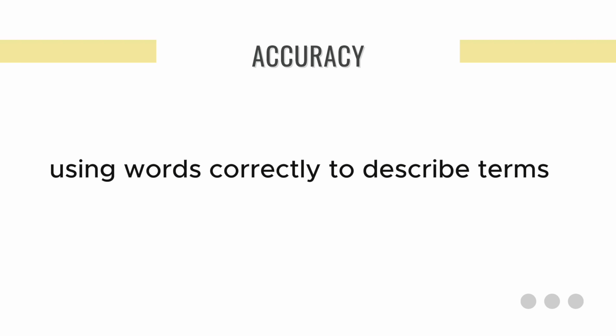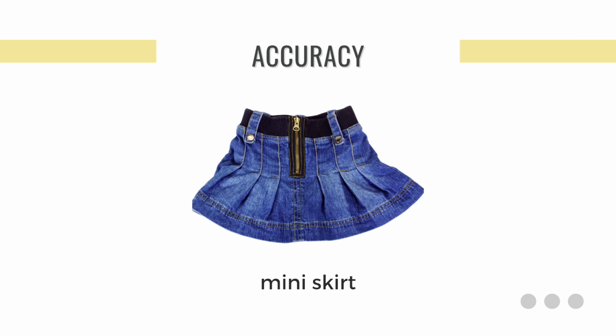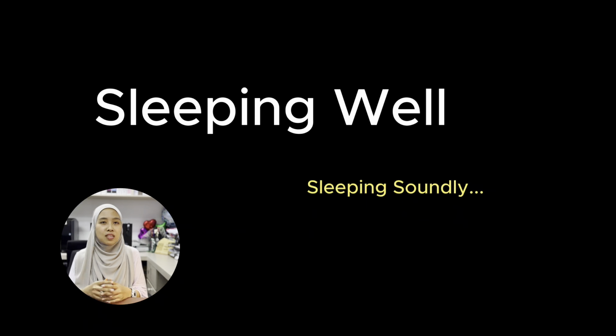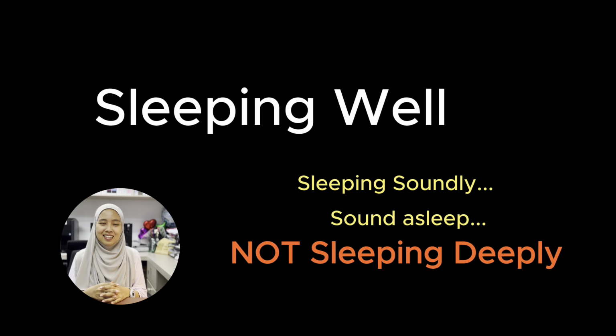Now, we move on to number 2, accuracy. Accuracy concerns using words correctly to describe terms in your presentation. For instance, using mini to describe a model house or miniature is not accurate, as in minibus or miniskirt. Apart from that, be careful when using the right collocation. For example, someone who is sleeping well can be described as sleeping soundly or being sound asleep, but not sleeping deeply. And number 3, fluency.